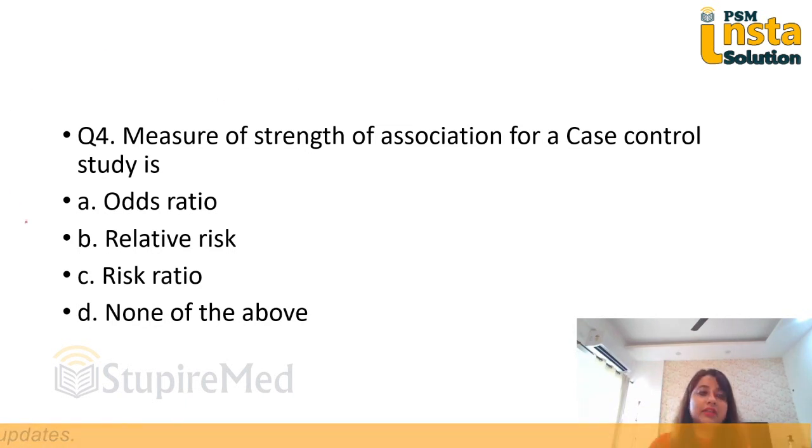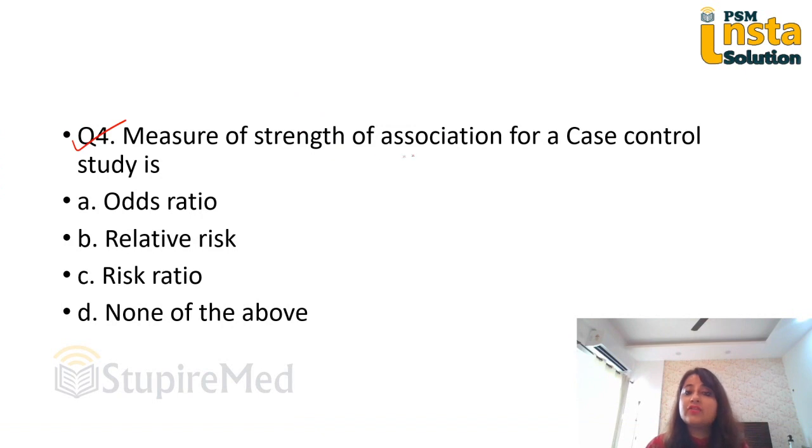So our question for the day is, what is the measure of strength of association in a case control study? Is it odds ratio? Is it relative risk? Is it risk ratio? Or is it none of the above? Now, we all know that, like I've told you in the previous Insta question number 3 also, all these study designs are conducted to establish association and causality. And we understood the meaning of association.